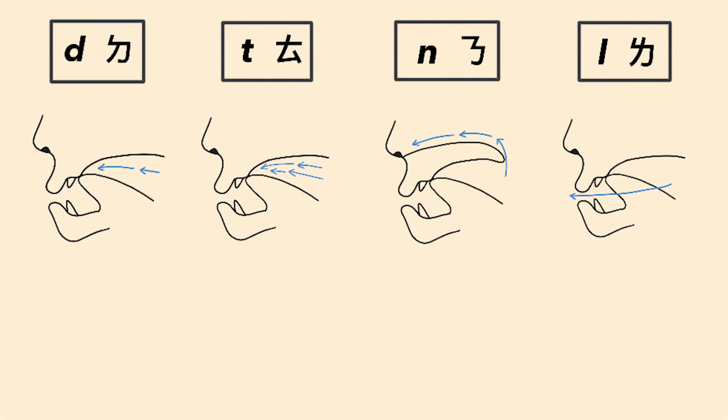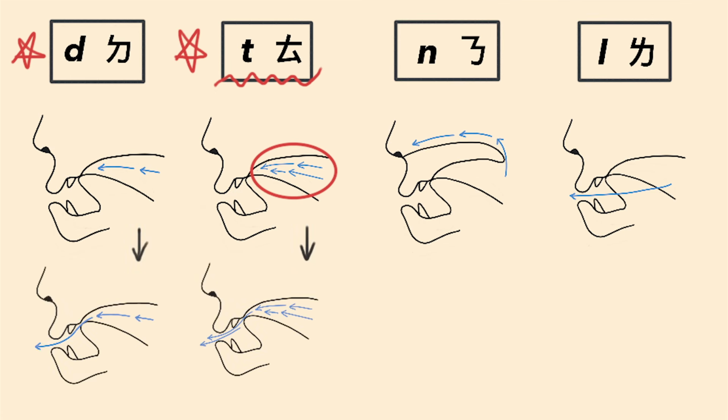The difference between d and t is that t is aspirated and d is not. So when you pronounce t, there is a stronger airflow going through your mouth. As for n, the air is passing through your nose. Okay, keep these in mind.